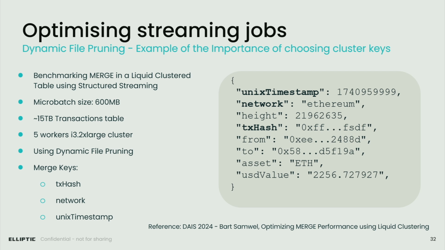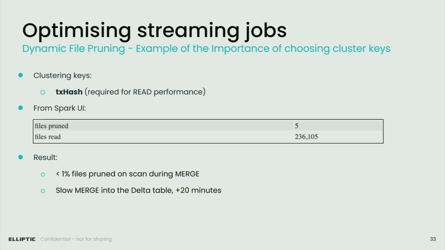In this case, the merge key is the transaction hash, network, and Unix timestamp, which are the fields that uniquely identify a transaction. So the first example that we're going to give is just setting the transaction hash as a cluster key, which is required for the read performance. We have to query this table through the hash, so we cannot change that. By only putting the transaction hash, we can see that the number of files pruned is nothing. We prune less than 1% of the files during merge, and this results in a very slow merge, more than 20 minutes per microbatch.